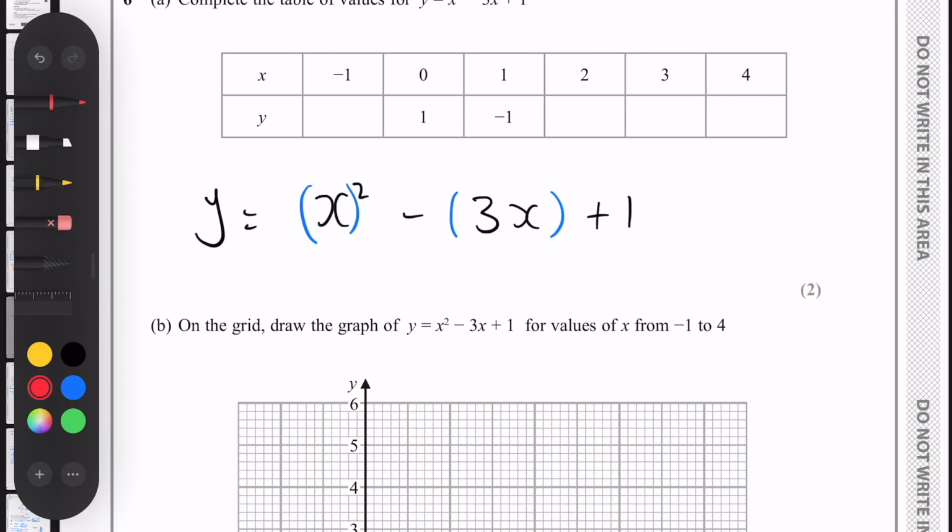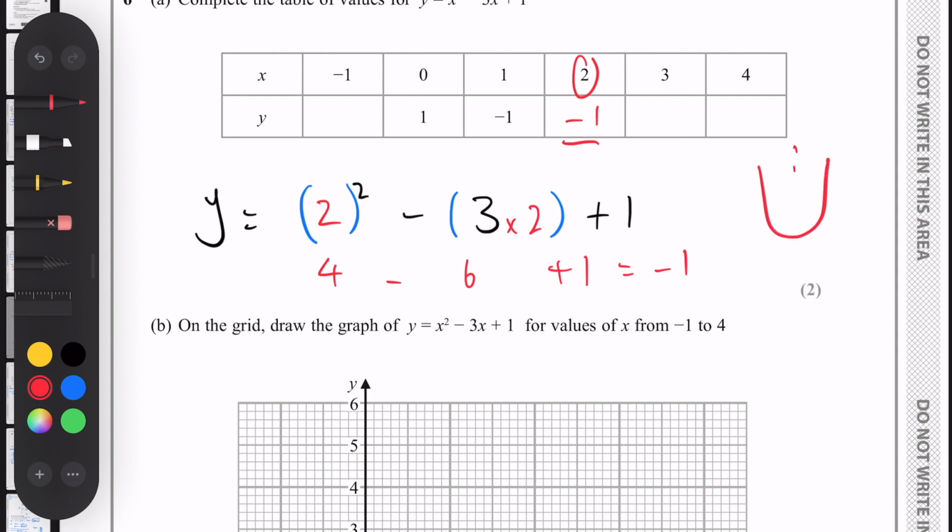So I've just rewritten the equation and I've put brackets in the correct place. And to get the y coordinate for when x equals 2, all you're going to do is substitute 2 where the x would be. So it will be 2 squared minus 3 times 2, which will give you 4 minus 6 plus 1, which will give you minus 1.